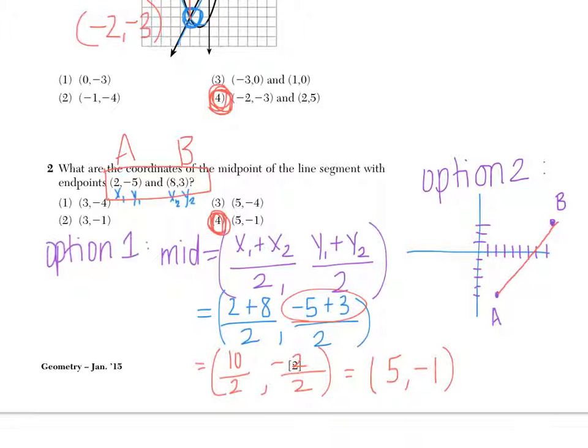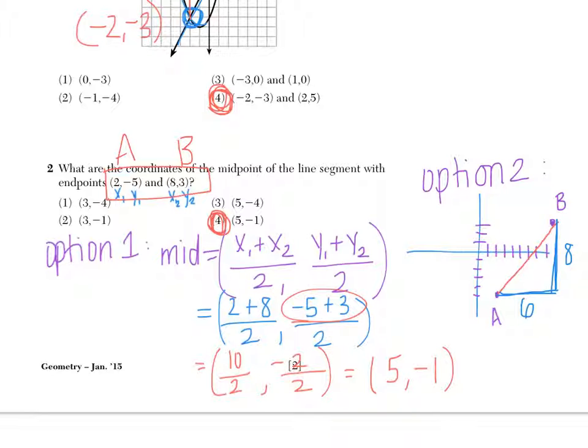In order to find the midpoint of this segment, we would need to find the point in the middle of the segment. So what we're going to do is actually make this into a right triangle, because it will allow us to calculate the distance horizontally and vertically between A and B. So horizontally, just count boxes. You should find that you have a distance of 6. Then if you count boxes vertically, you should have a distance of 8.